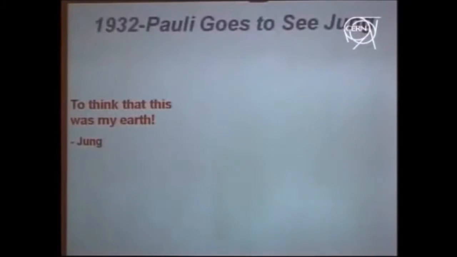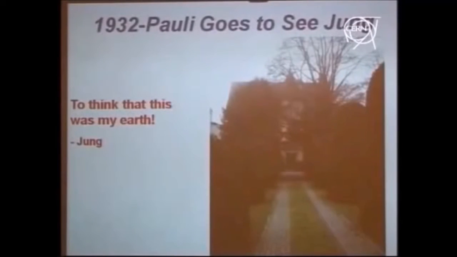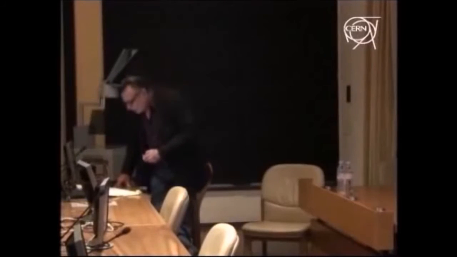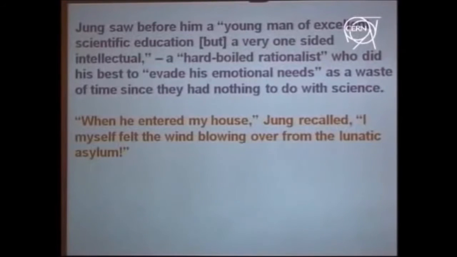Well, with all that under his belt, Pauli went to see Jung in his fortress-like house in Küsnacht, just outside of Zurich, and Jung sized him up immediately. What he saw before him was a young man of excellent scientific education, but a very one-sided intellectual, a hard-boiled rationalist who did his best to evade his emotional needs as a waste of time, since they had nothing to do with science. Pauli poured out his troubles to Jung. He felt he was at the end. He couldn't go on any longer. He was in a panic, as he put it, over his amazing dreams and visions. He felt he was about to lose his reason. When he entered my house, Jung recalled, I myself felt the wind blowing over from the lunatic asylum.